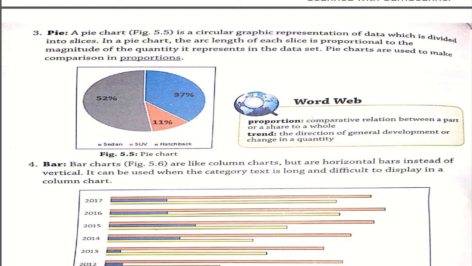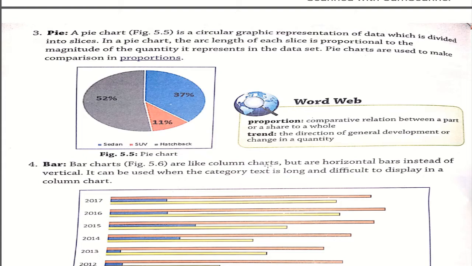What do you mean by proportion? I think you have learned this word in ratio and proportion in your math subject, isn't it? So proportion means the comparative relation between a part or share to a whole. So this pie chart's total is 100%. This is divided into three parts. First one is 52%, next is 37%, and third one is 11%. When you add up all the three slices, you will get 100%. So proportion means the comparative relation between a part or share to a whole. So it is divided into proportions.